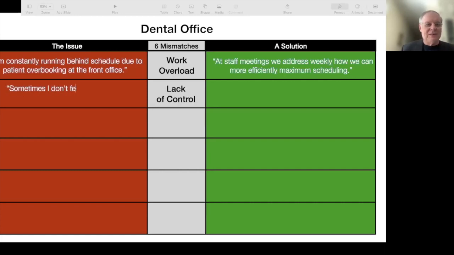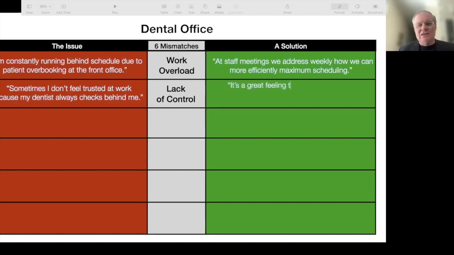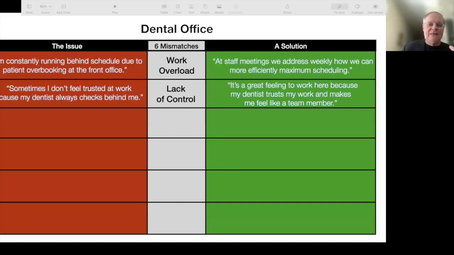Lack of control. Sometimes I don't feel trusted at work because my dentist is always looking over my shoulder. A solution might be where you trust the employee and he or she says, it's a great feeling to work here because my dentist trusts my work and makes me feel like a team member. Key point there, acceptance, recognition.